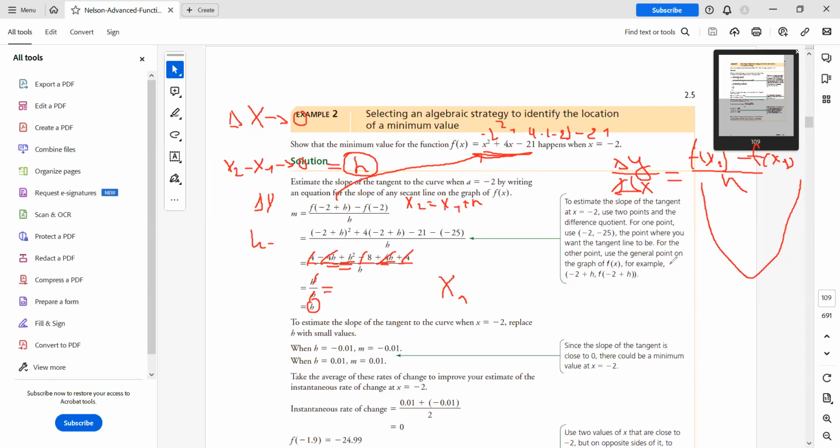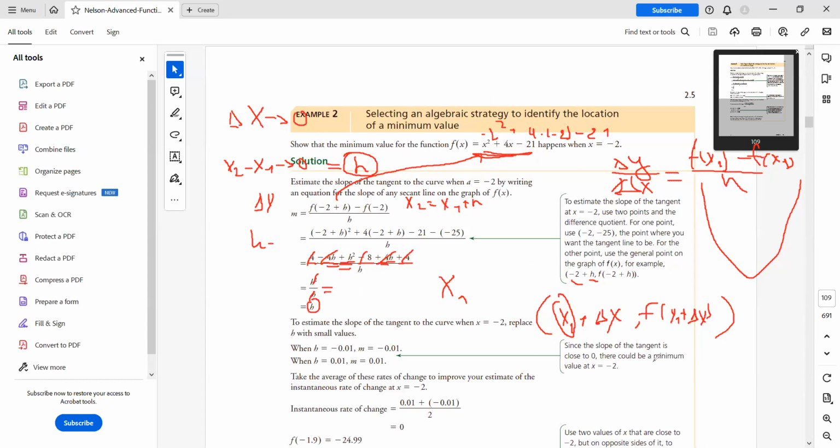For the other point, use the general point on the graph of f of x, for example, x1 plus h. So basically x1 plus delta x, and f of x1 plus delta x. This is notation for a general point on the graph, right? The starting point plus some step. In this way, we can express any point on the graph.